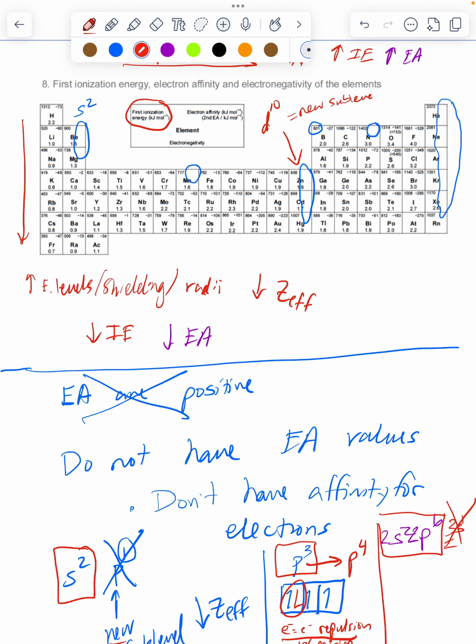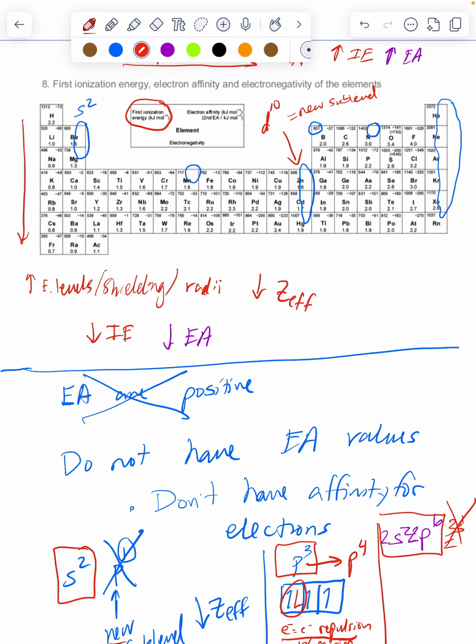So when gaining electrons, that new electron would be required to go to a new sublevel, and that electron will not be attracted. So atoms, once they have full sublevels or full energy levels, have very little attraction for the next electron. And that's why we don't see electron affinity values for those types of elements. There are a few other weird things going on with the electron affinity trend. I don't think they're going to push you on the details.